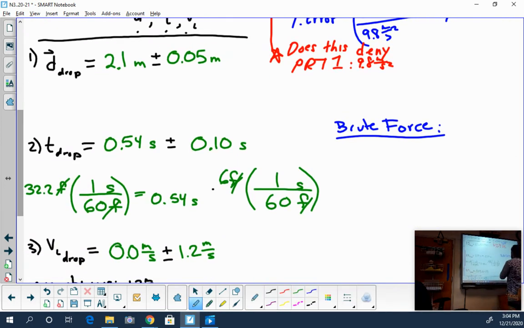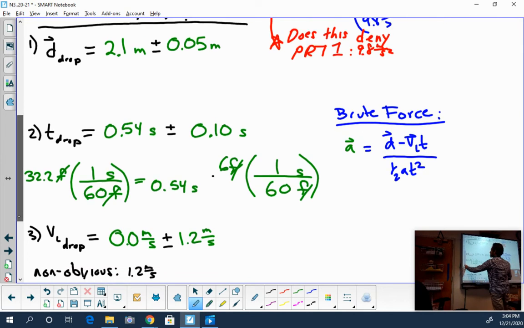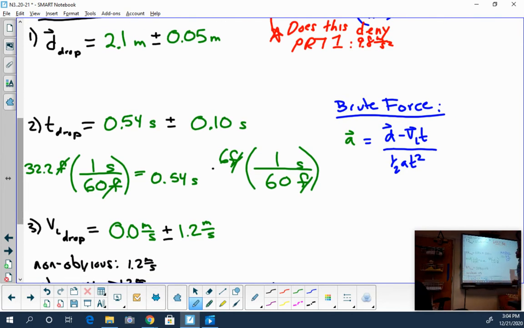So A equals D minus VIT over 1/2 AT squared. So here's the first thing you do. Make acceleration as small as you possibly can. A minimum. And let's see what happens.